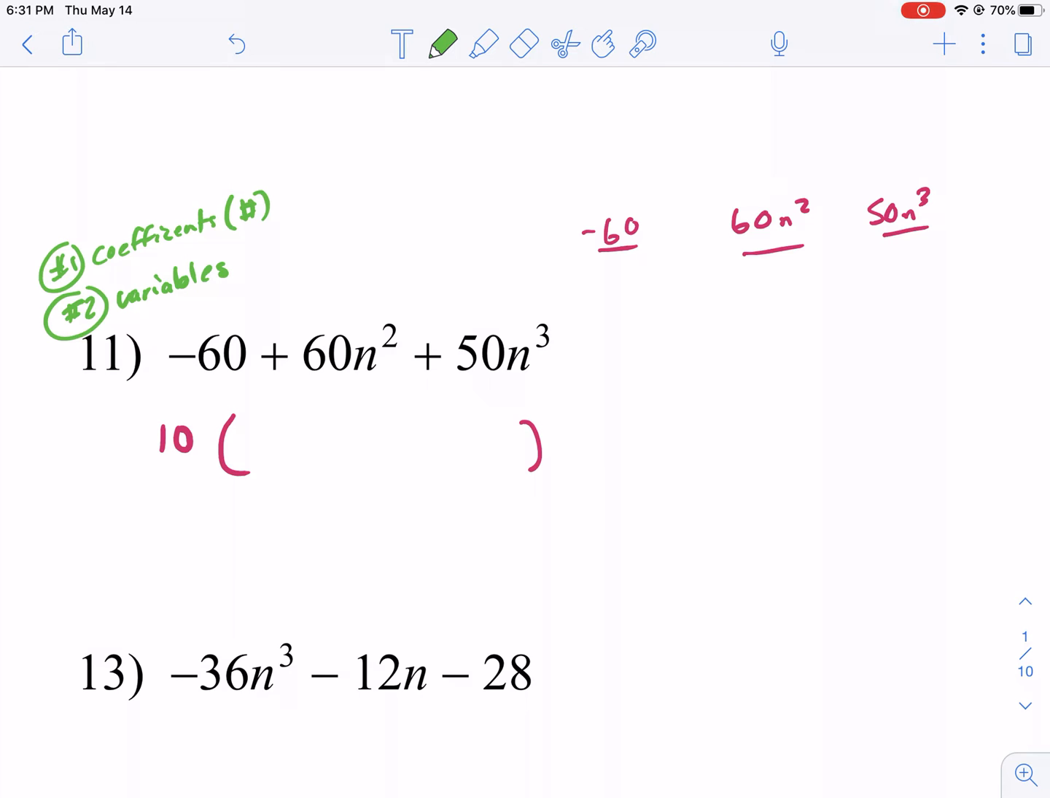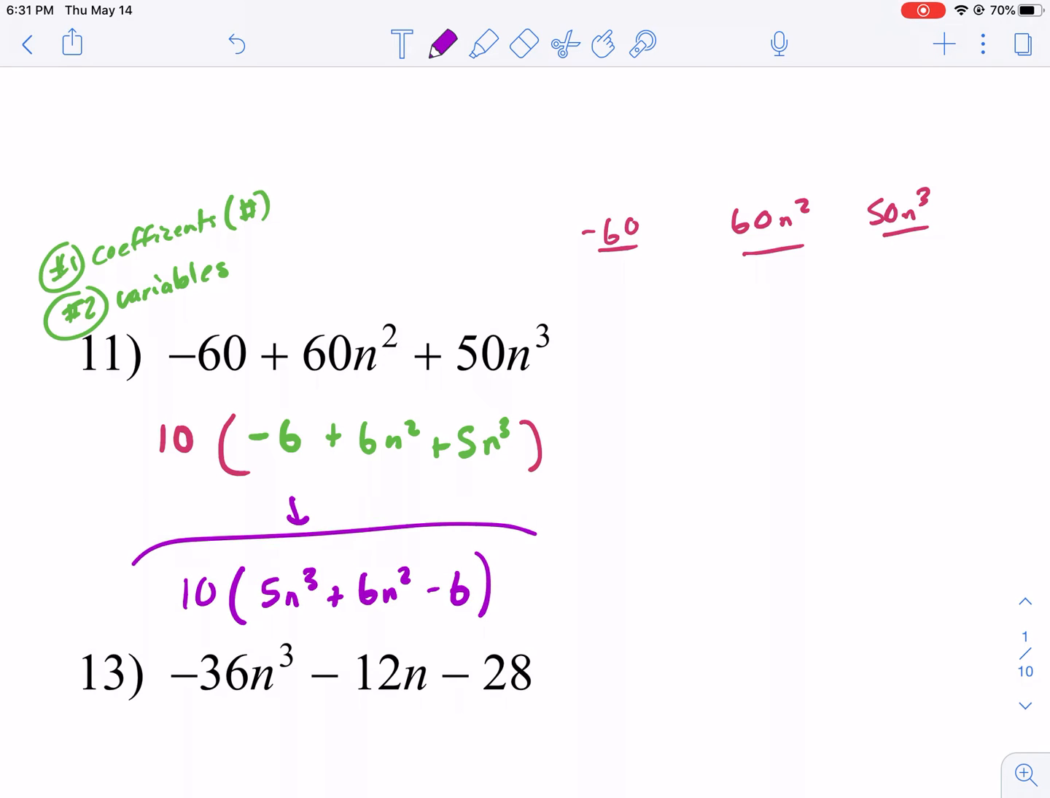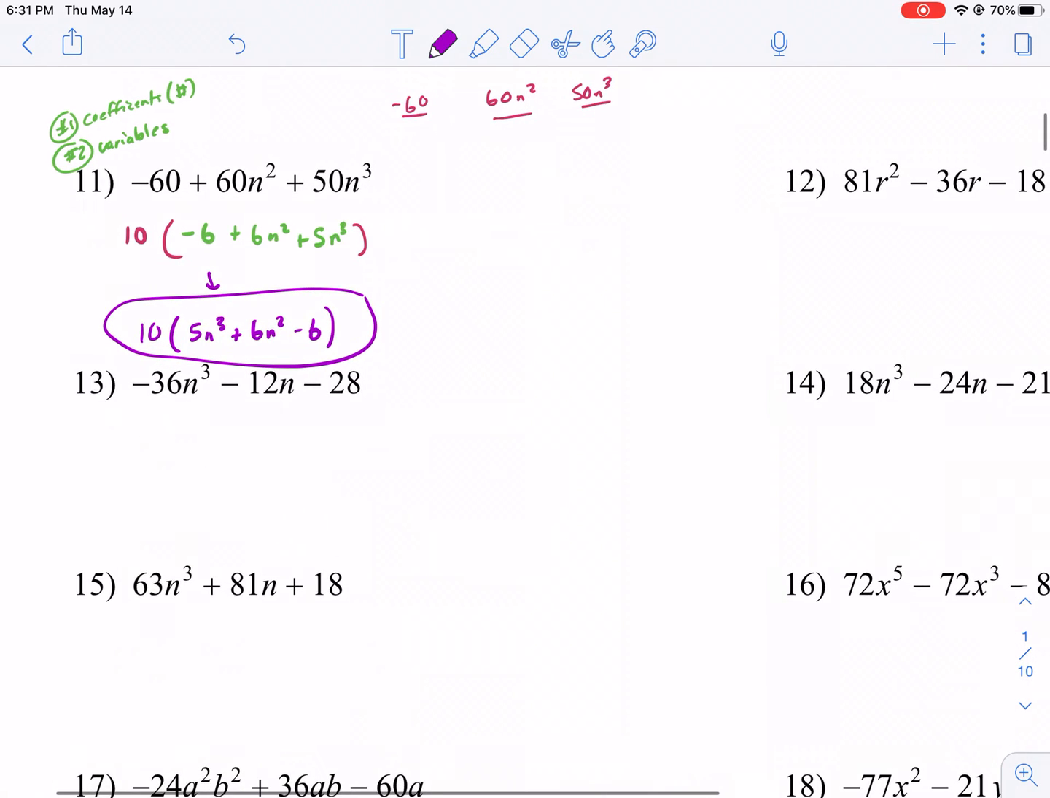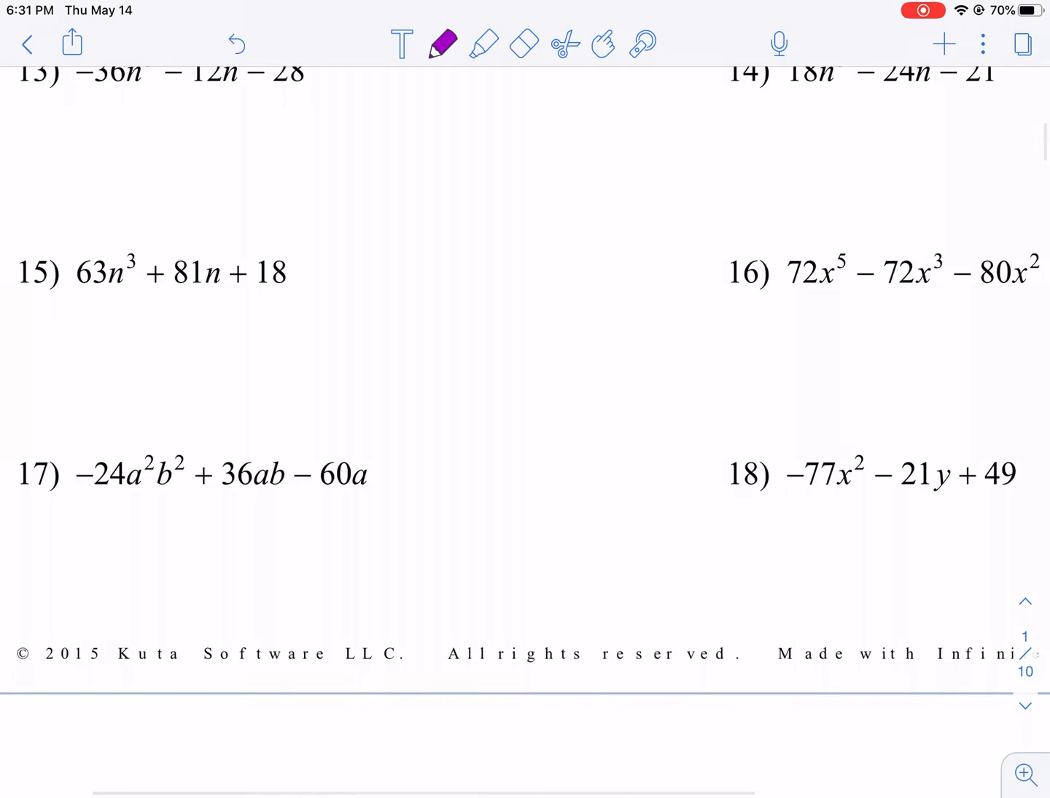Okay, so now I'm just going to say negative 60 divided by 10. That gives me negative 6. Plus 60n squared divided by 10, 6n squared. And then we get 5n cubed. Really, you should write this in standard form. Standard form is when you have descending order. So I'm just going to go ahead and rearrange that so you see what that looks like. Your teacher may ask for that specifically. And there we go.